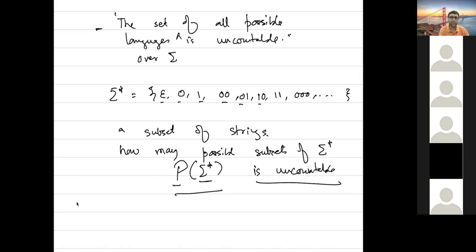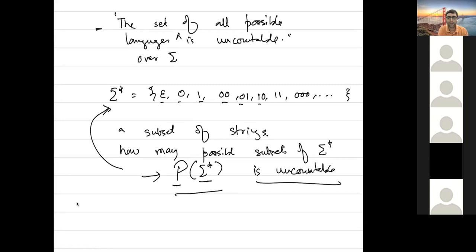Then we can create a new language L, which differs from each of these languages in at least one aspect. And that language will be a language, and according to our understanding, it must be one of the subsets of sigma star, but it is not in the list of subsets that we just included. Therefore, it's a new language, right? So if we include it, then we can again create a new language, and so on. This way we prove that the power set of sigma star is uncountable. So the set of all possible languages is uncountable.